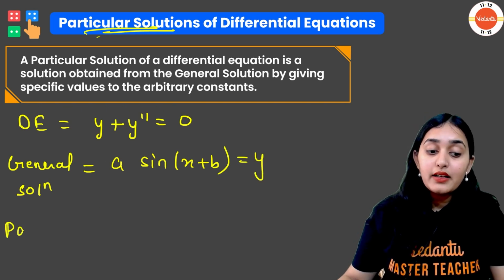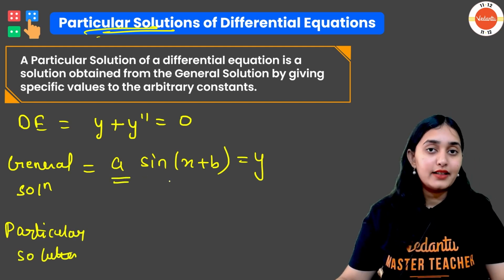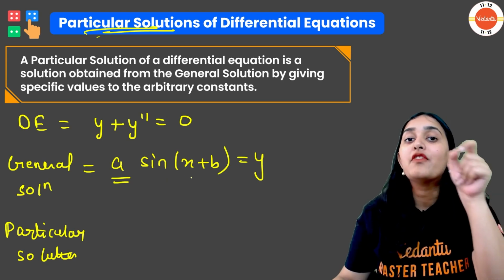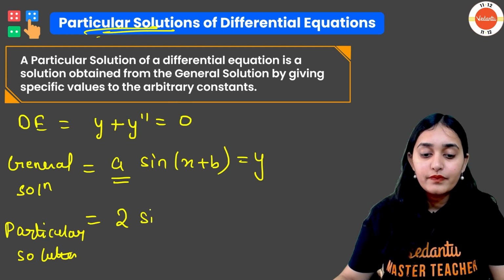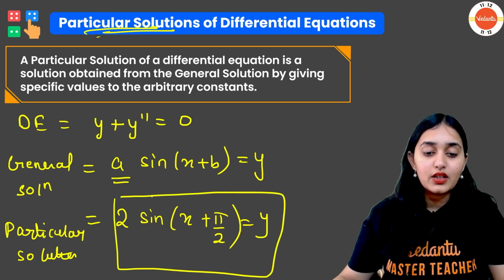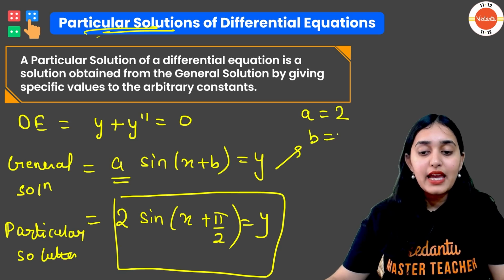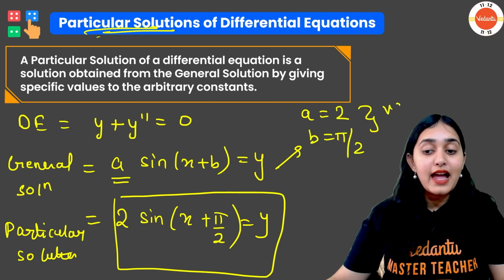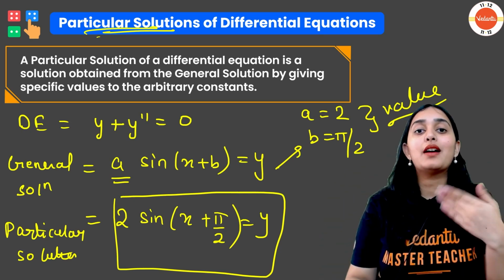Now, what is particular solution? Particular solution is basically if you have any constant, that constant should have some value. So, if I say that let a is 2, let b is pi by 2, now this becomes a particular solution. What I have done here, I have given a as 2, b as pi by 2. So, I am giving value to the constant. If I give some value to the constant, it becomes particular solution.